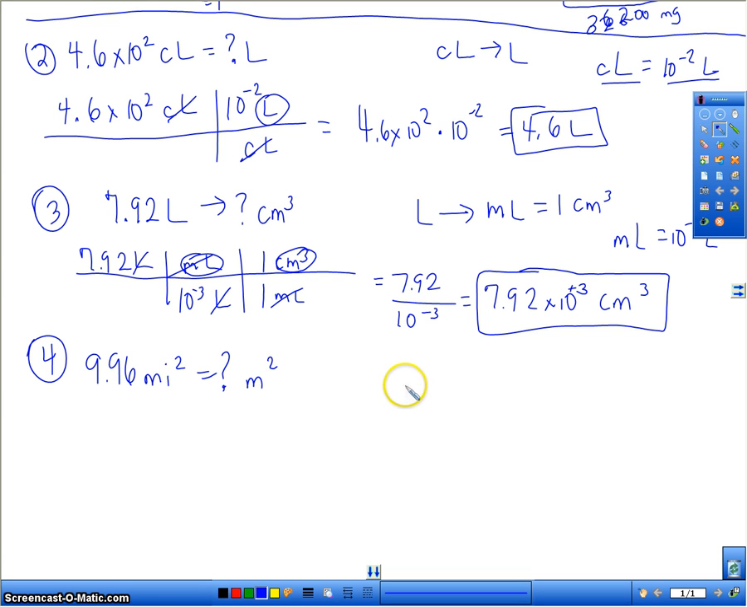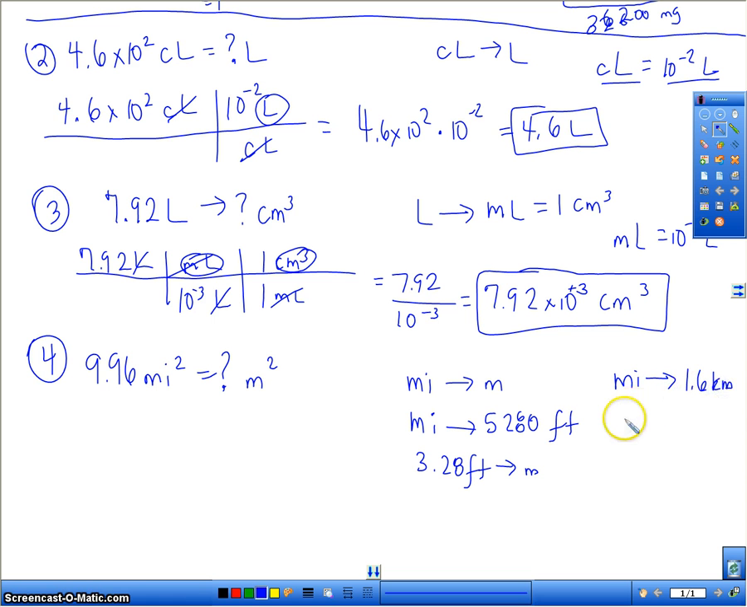So, in order to do this, I need to get from miles to meters. So I have to think about how to do that. I happen to know that a mile is 5,280 feet. And I happen to know that there's 3.28 feet in a meter. So I'm going to use that as my conversion. It's not the only way you could do it. You could go from miles is 1.6 kilometers, and then a kilometer is 10 to the third meters. That's another way you could do it. But I'm going to use this one, miles to feet, feet to meters.